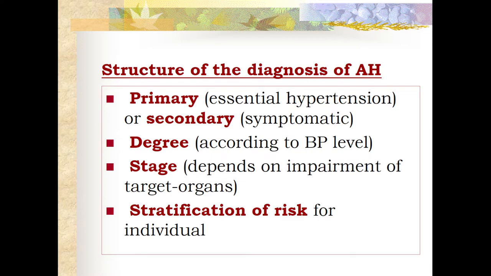Second part of diagnosis, degree of arterial hypertension. Degree according to blood pressure level. In third place, stage of arterial hypertension. Stage depends on impairment of target organs, the effect on target organs. And in fourth place, stratification of risk for the individual.